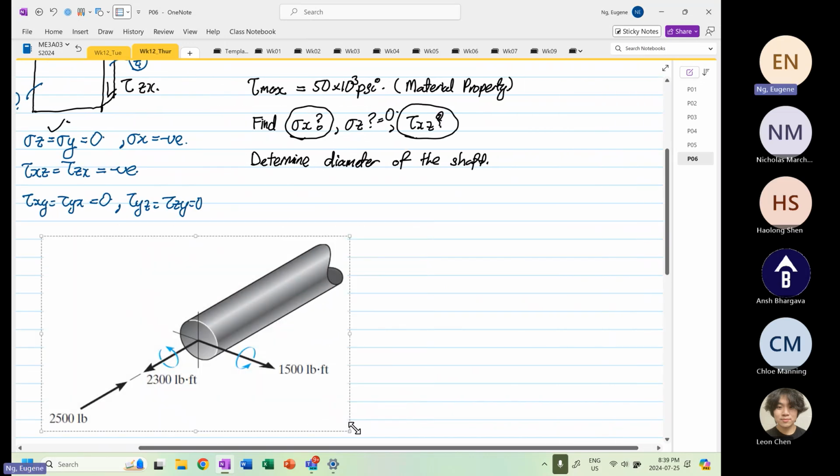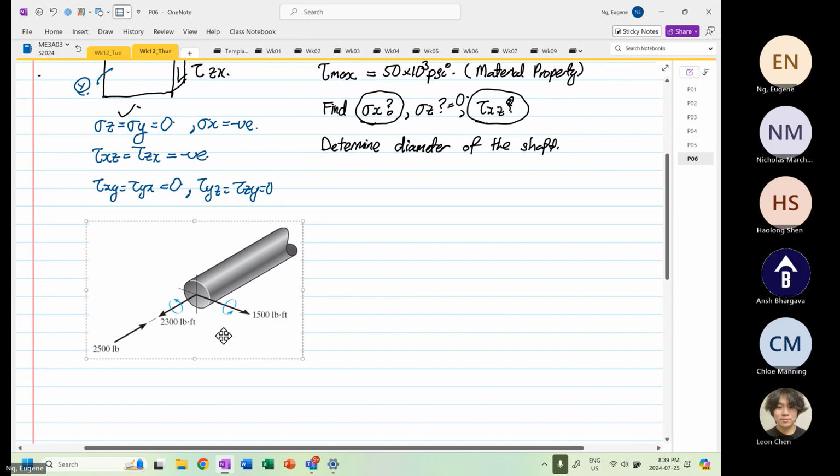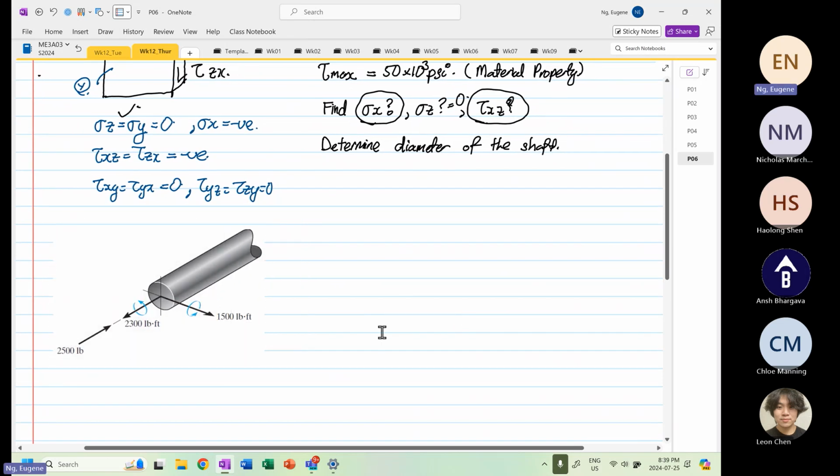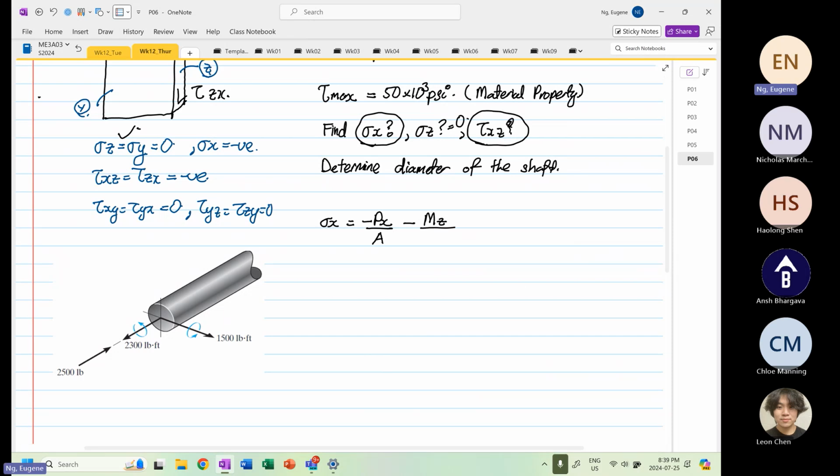Okay, so this is our loading condition. So let's find the formula. Normal stress, stress x, is equal to minus Px over A, minus again Mz over Izz multiplied by y.